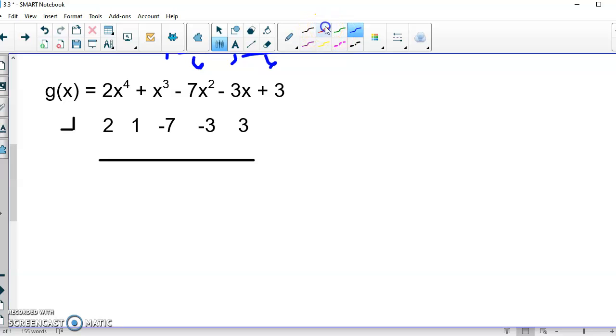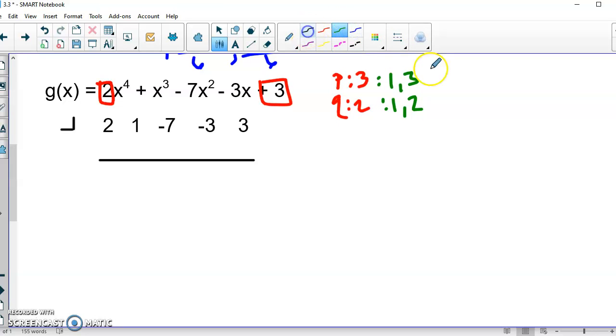This one we have fewer to choose from. So p is 3, and the factors of 3 include 1 and 3. And q is 2. Factors of 2, 1 and 2. So when we're looking at our list, p over q, we could have positive and negative 1 over 1, positive negative 3 over 1, positive negative 1 over 2, positive negative 3 over 2.